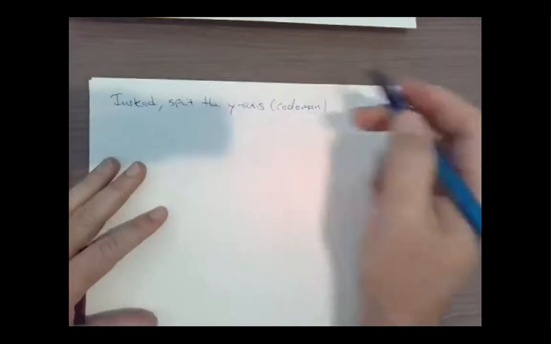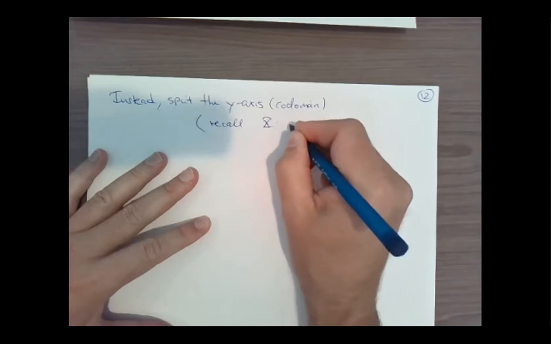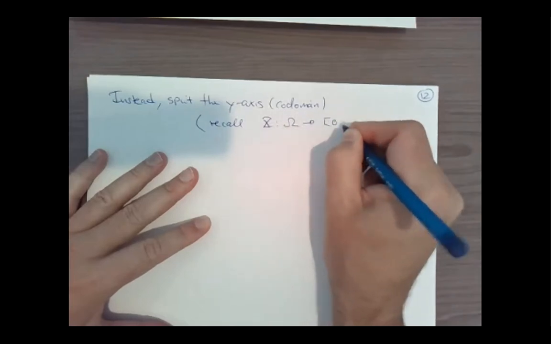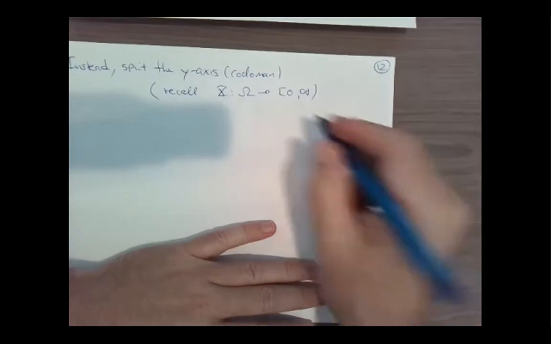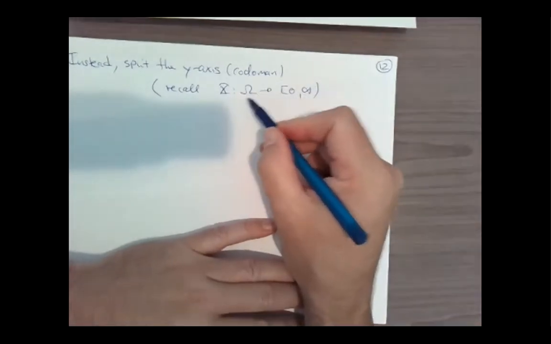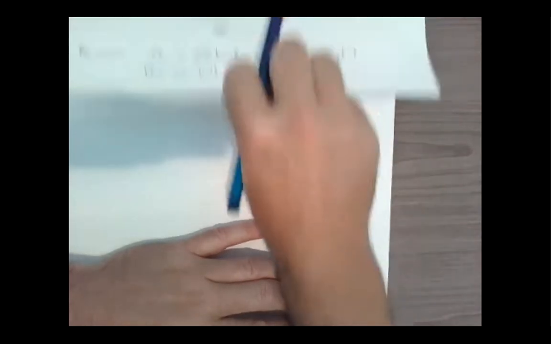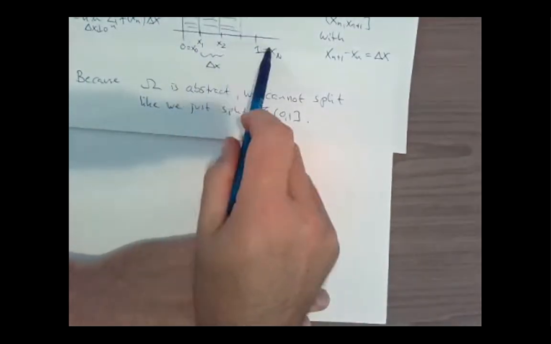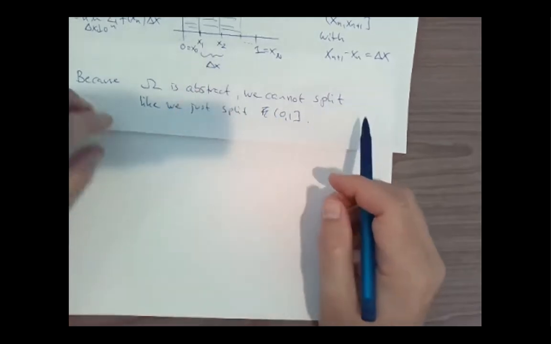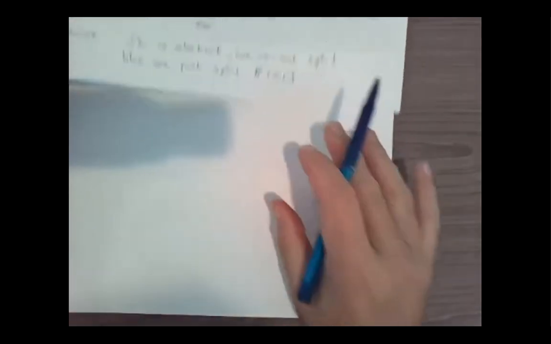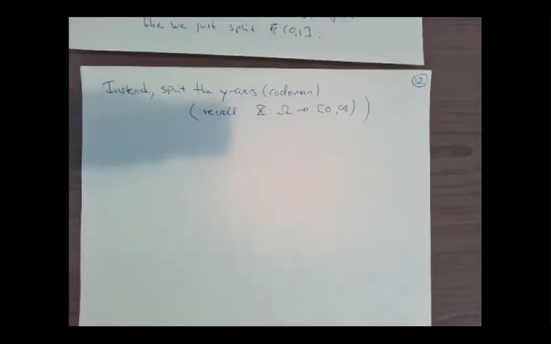And this works because, recall, we're looking at X going from omega into the positive numbers. So we can't split the domain, but we have a positive half line here, and we can split that just as we split the interval 0 to 1 in the Riemann case. Okay, so how do we split that?